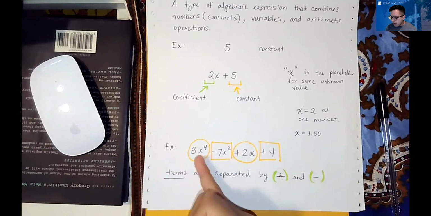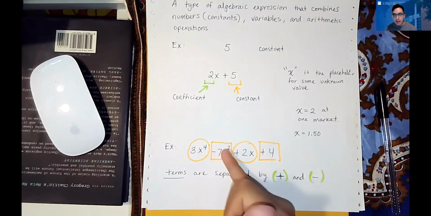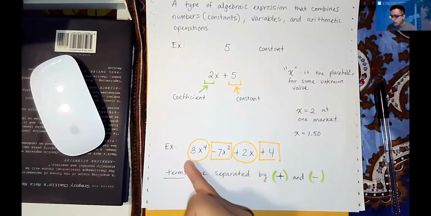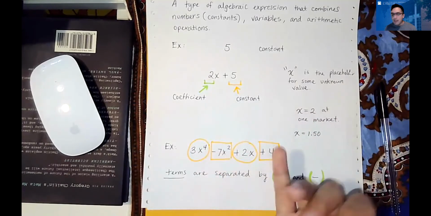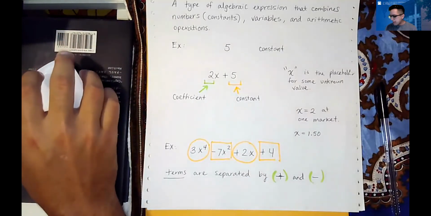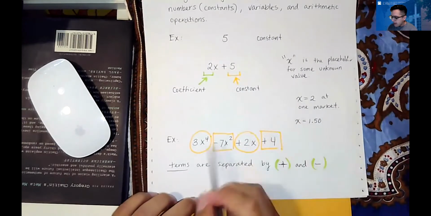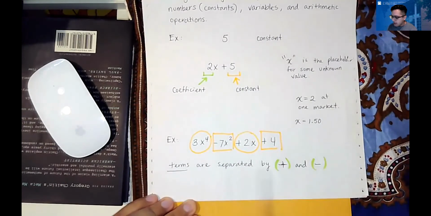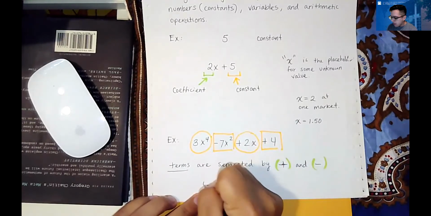You can think of it as 3x to the 4th power minus this term, or you could think about it as 3x to the 4th power plus a negative 7x to the 2nd power. Okay. So either way, those are equivalent interpretations of a polynomial, but yes, we understand that since we're thinking of terms as separated by addition and subtraction, this polynomial has 4 terms.